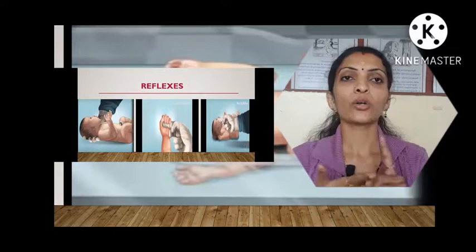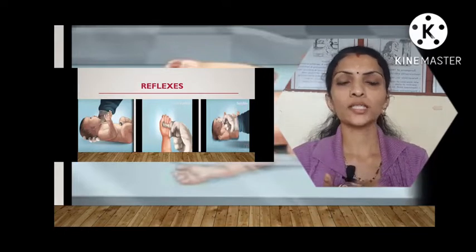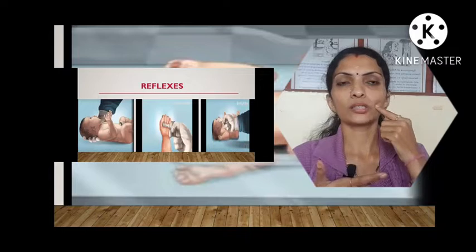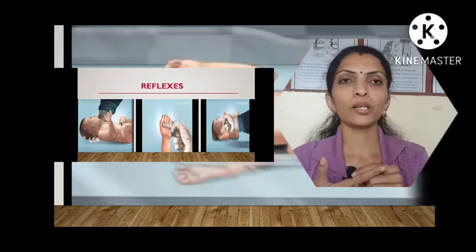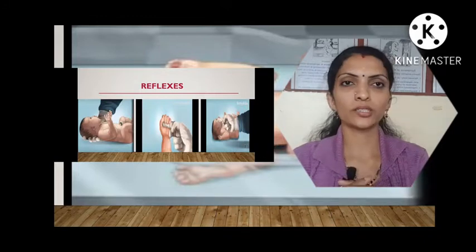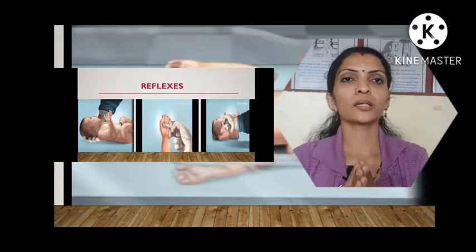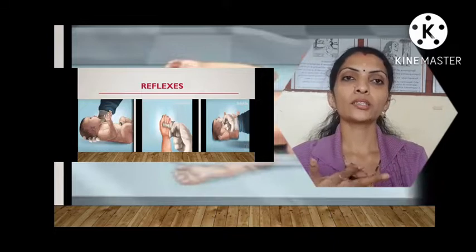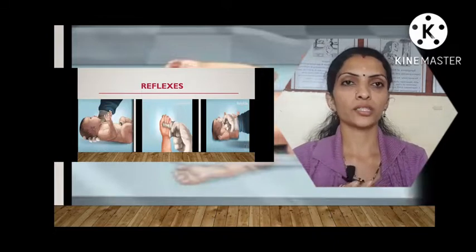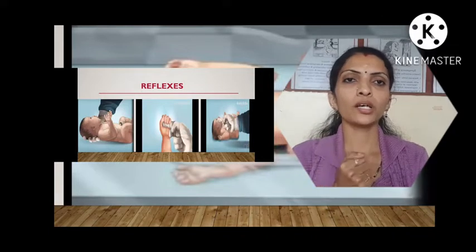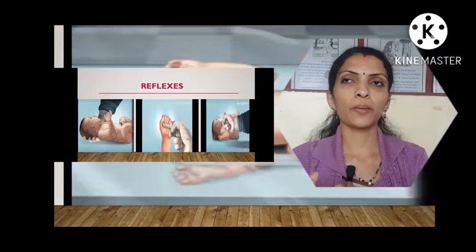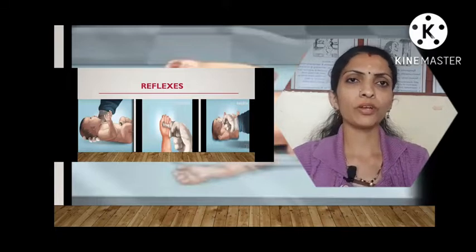And another thing is rooting reflex. What is rooting reflex? When we touch the chin or cheek of a baby, the baby will suddenly move and respond towards the stimulus, right? This is nothing but rooting reflex. And another thing is palmar grasp reflex. When we give a finger in the palm of a baby, what will the baby do? Suddenly it will hold it tight, right? That is nothing but palmar grasp reflex. These are the primitive reflexes we can see in a newborn when we examine.